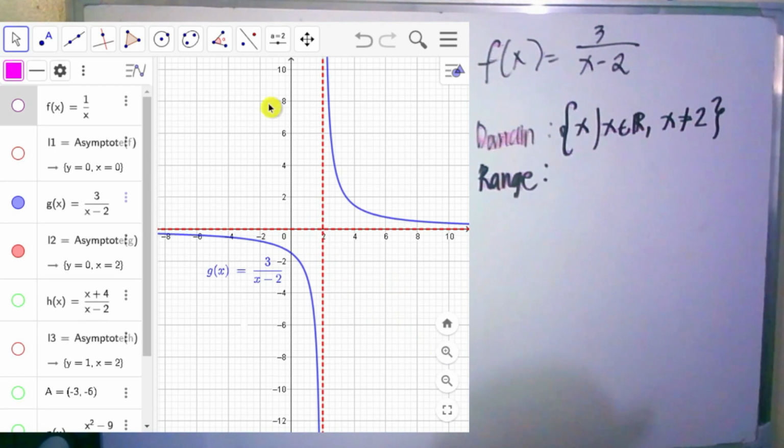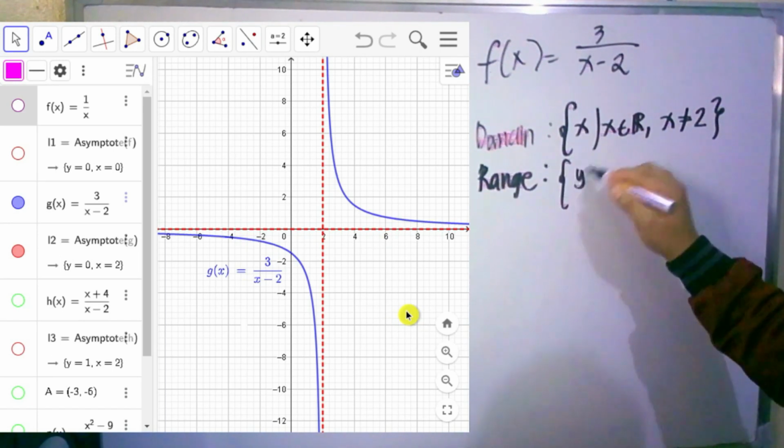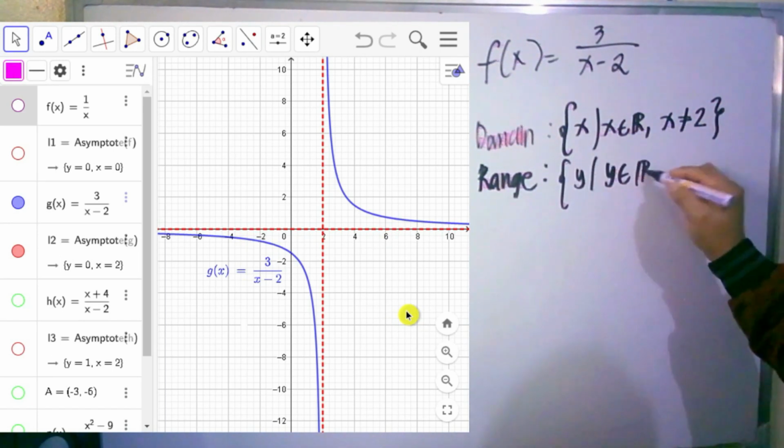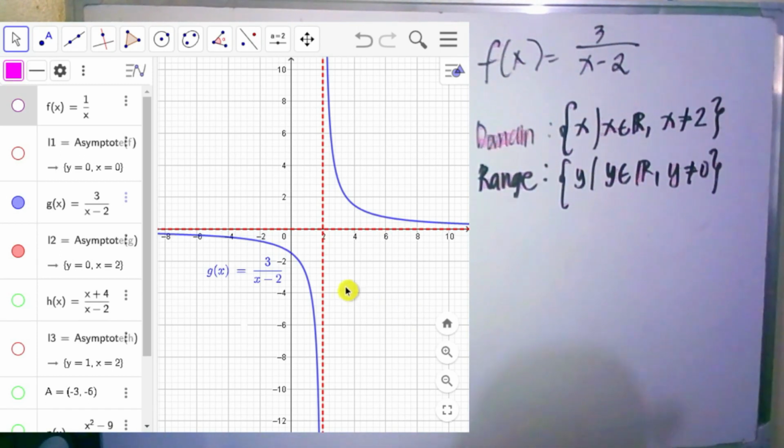So the range, ang range naman natin, we look at the horizontal asymptote. So normally the asymptotes tell us what is not included in the range. So saan dumaan yung horizontal asymptote? 0. 0 pa rin. So element of R, y cannot be equal to 0. That's it. So hopefully, you will see the pattern here so that without the graph, we can identify the range, the domain, and the range, of course.